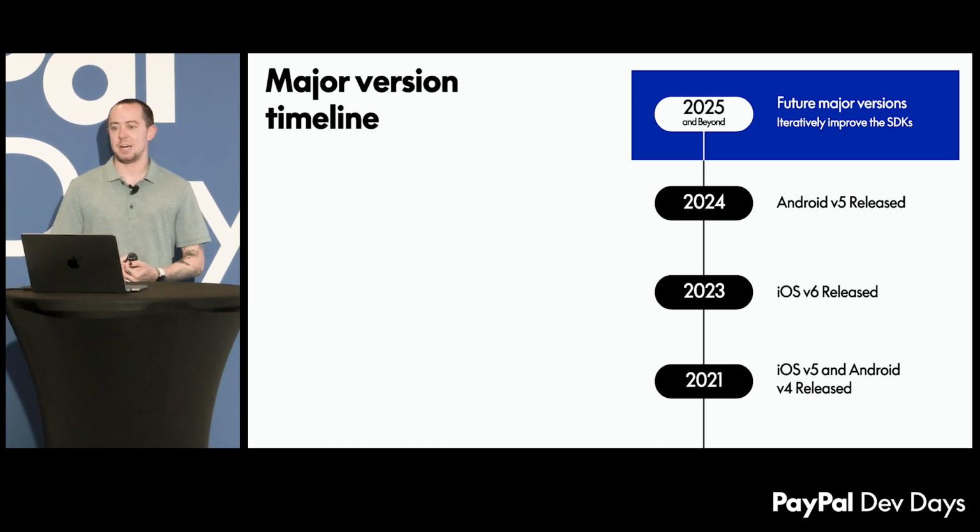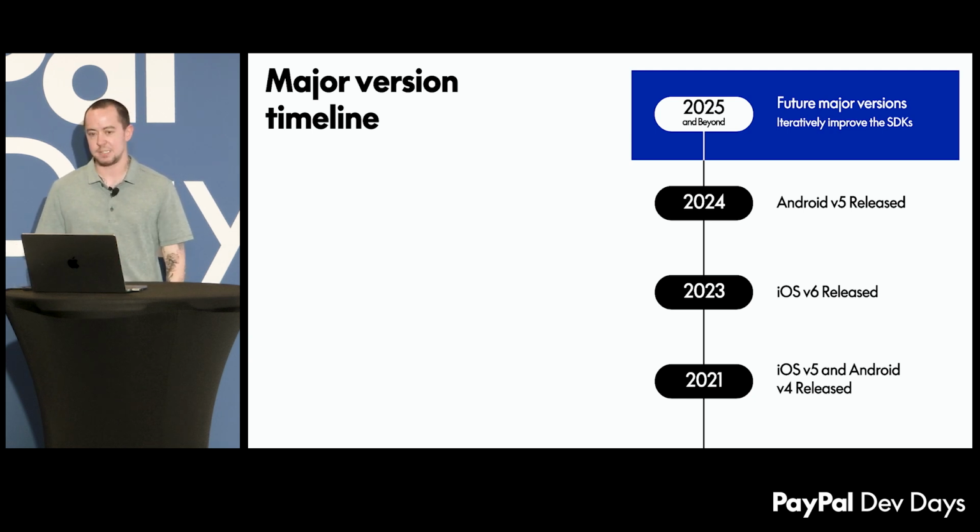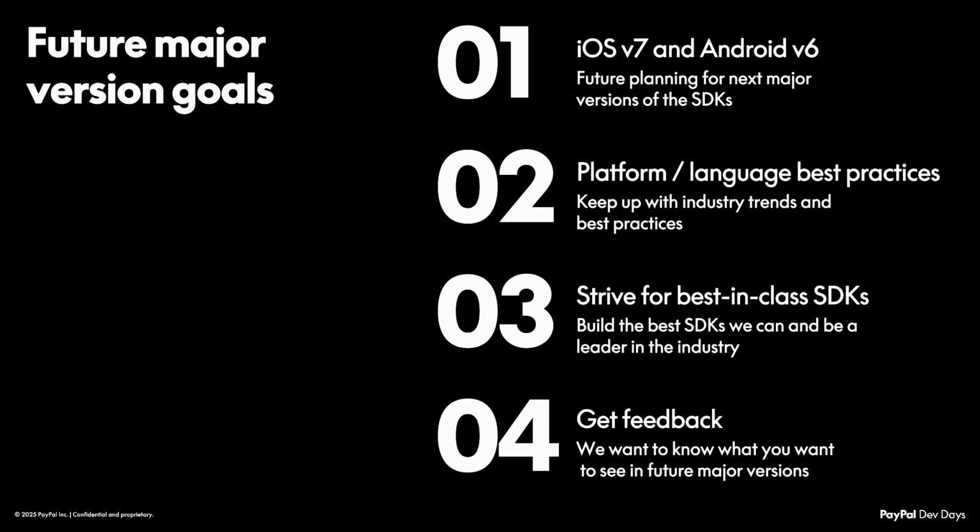So 2025 and beyond, what are we doing? What are we looking for in our future major versions? And how can we improve our SDKs? So the goals of our future major versions, iOS v7 and Android v6, we're planning for those. For iOS v7, we're hoping to release a beta sometime within the next month and then go GA later this summer after we've had a chance to thoroughly test things and make some tweaks as those betas get adopted. And then planning for Android v6.